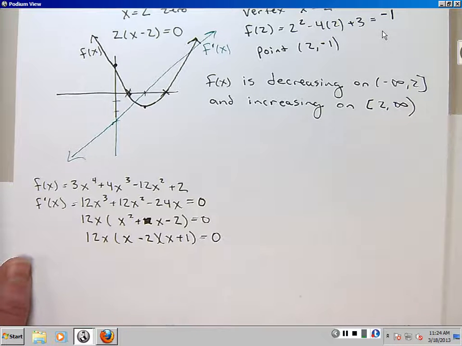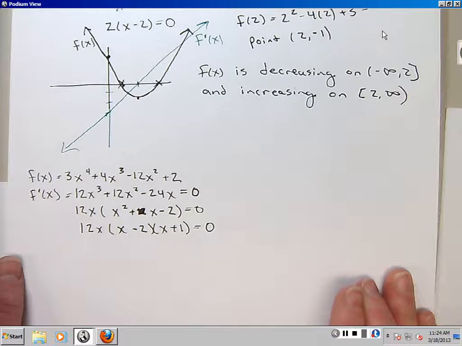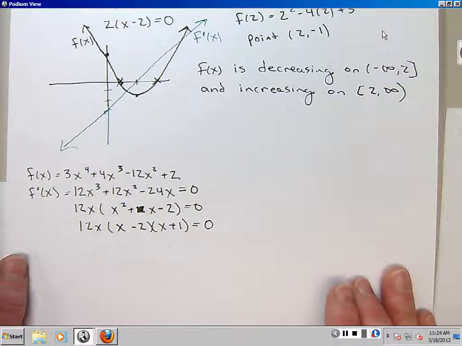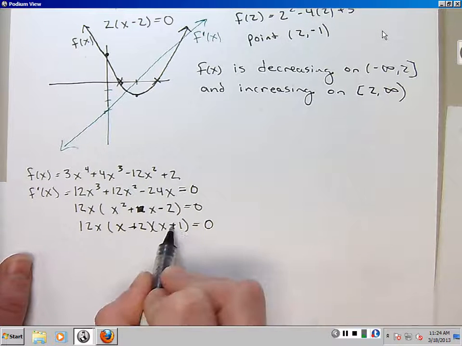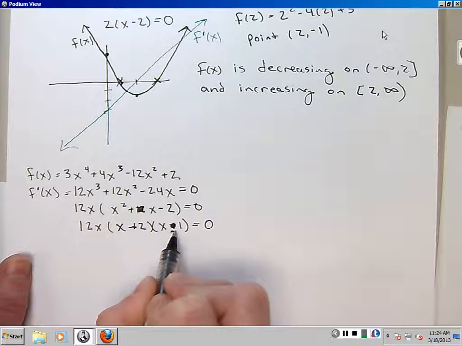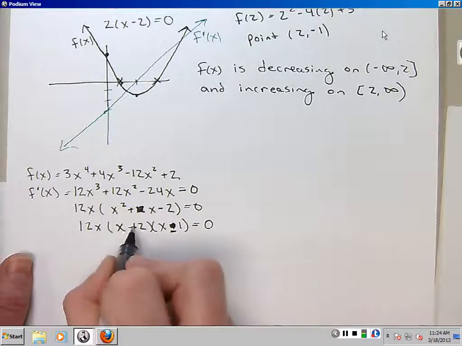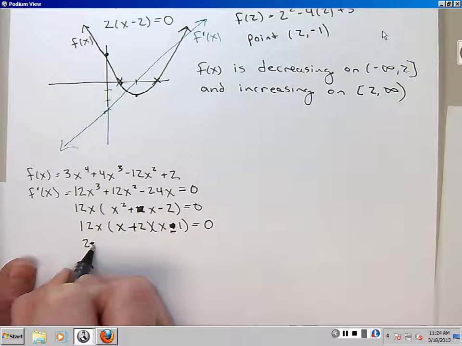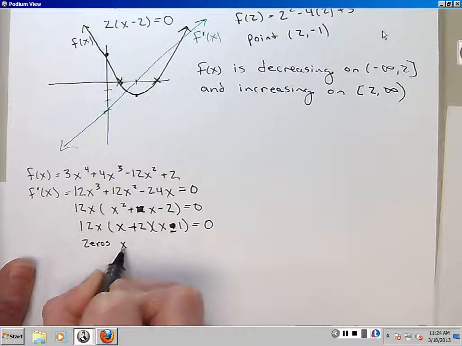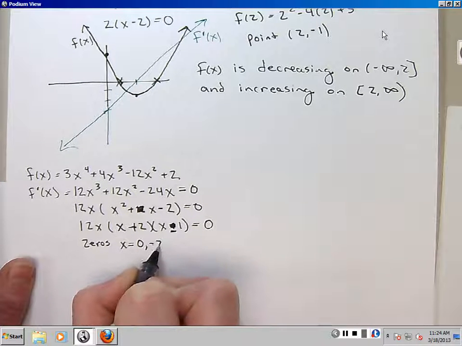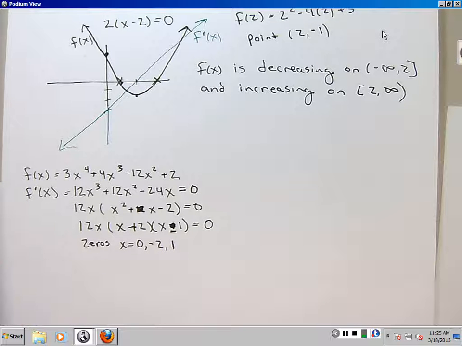Right? Oh, this would be plus minus. Thank you. Plus minus. That look better? So what are my zeros? Very good. I have 3 of them, right?